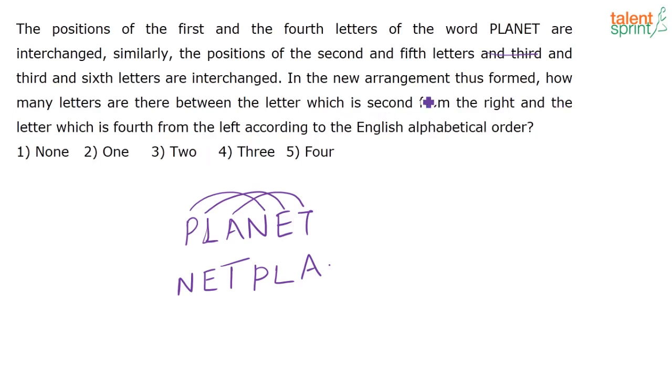The question is, in the new arrangement, how many letters are there between the letter which is second from the right? So, which is going to be your right? This is your right side and this is your left side. Second from the right means 1, 2. So, which is the letter that is second from our right? It is L. And the letter which is fourth from the left, so from the left means 1, 2, 3, 4. Fourth from the left is P. So, in the actual English alphabetical order, how many letters are there between L and P? L, M, N, O, P. Correct? So, there are 3 letters between L and P in the English alphabetical order. And answer for this question is option 4.